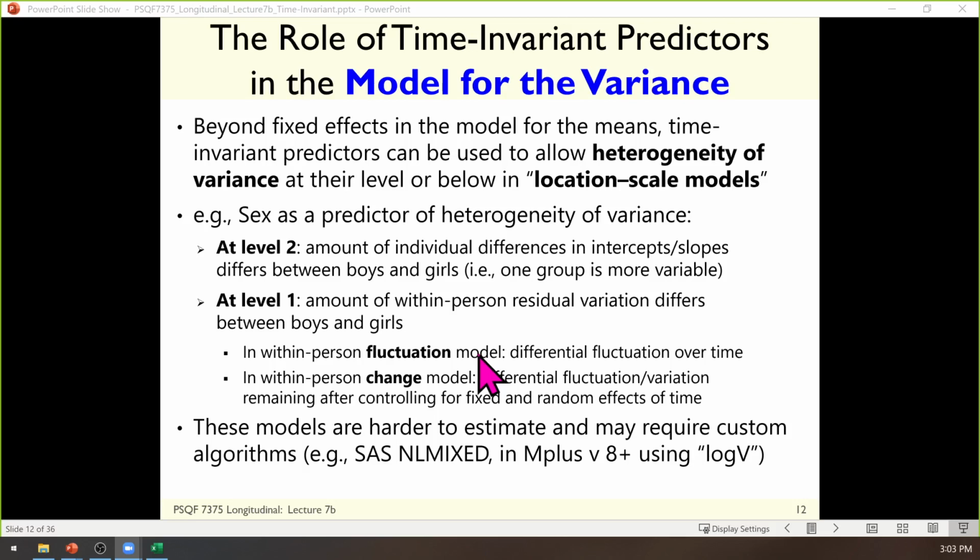So there's my history. I can give you some readings if anybody's interested in hearing more about this, but just put a pin in that this is another thing that time invariant predictors can do.